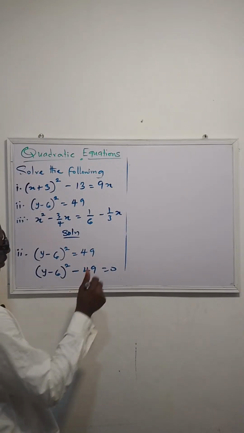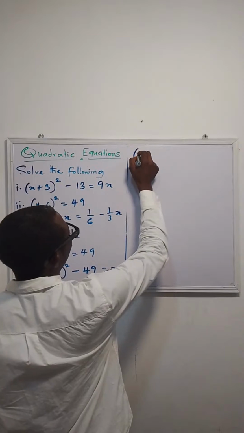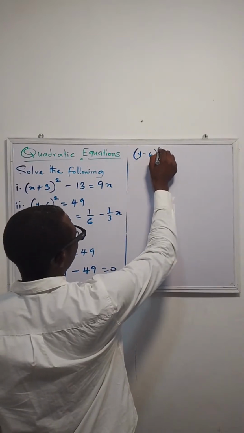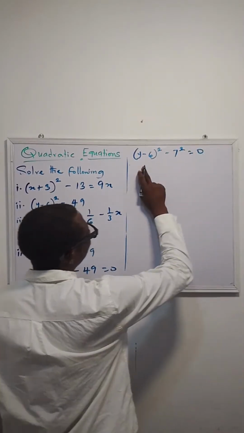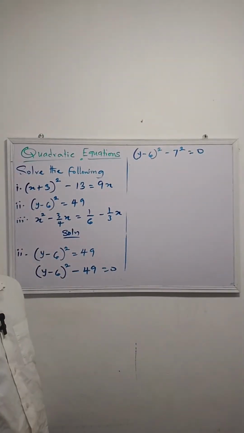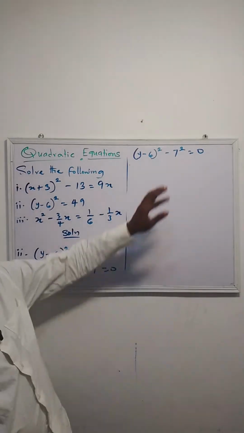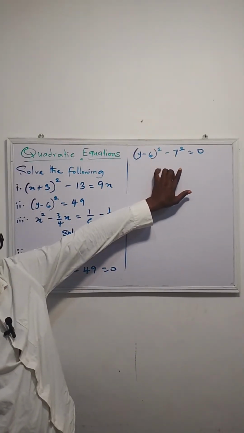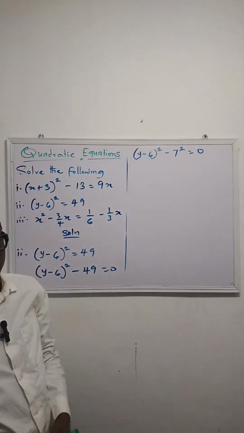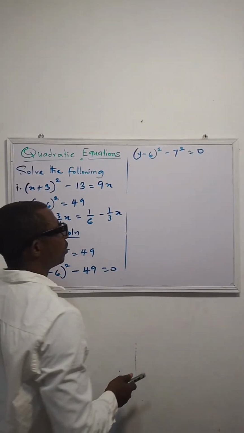So this can be written as (y minus 6) all squared minus 7 squared equals 0. Now this is a difference of two squares. So when you have a difference of two squares, all you need to do is subtract the base from each other and also add the base together. Okay, so we are going to do that now.